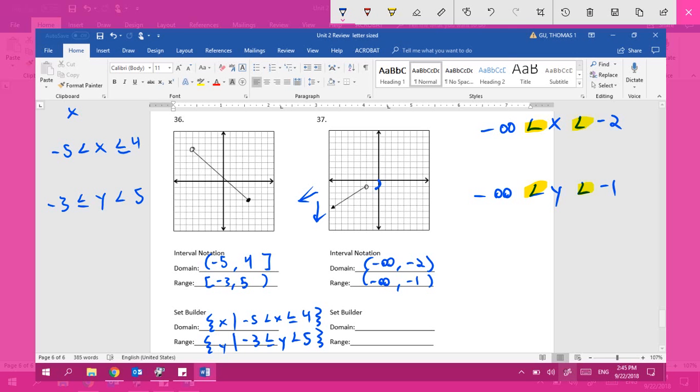For set builder, squiggly bracket, x, separating line. Copy this top equation exactly. -infinity less than x, less than -2. Close squiggly brackets. For the range, same thing. Squiggly brackets, y, separating line. Copy my y equation right here. -infinity less than y, less than -1, and squiggly bracket, and I'm done.